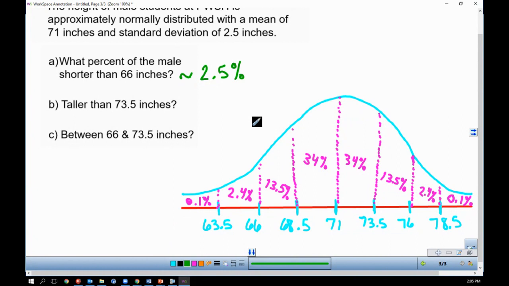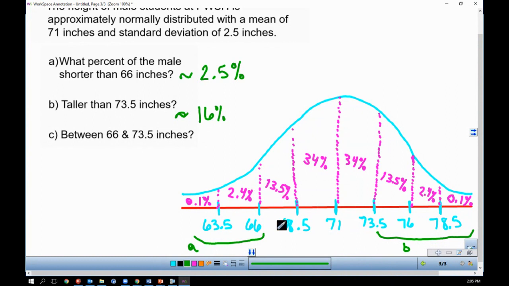Okay, what about taller than 73.5? It'd be about 16%. So we just added these up. For that first one, we added these up. So this is A, that's B.